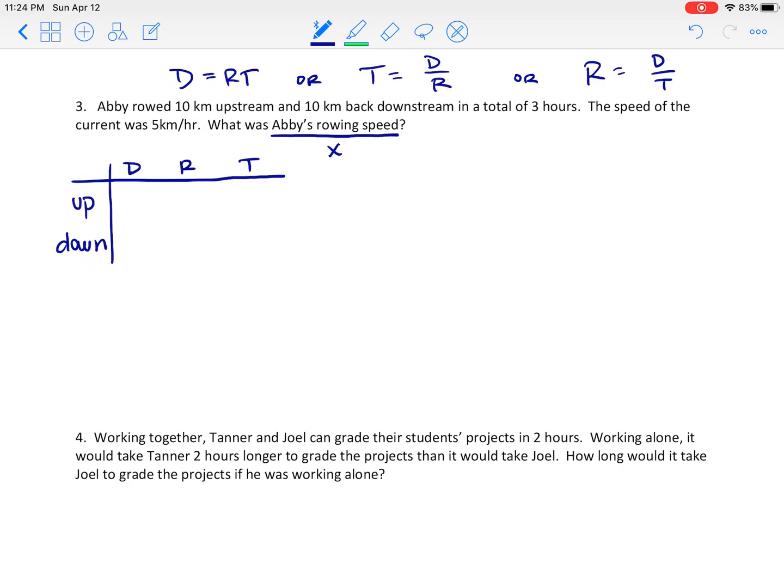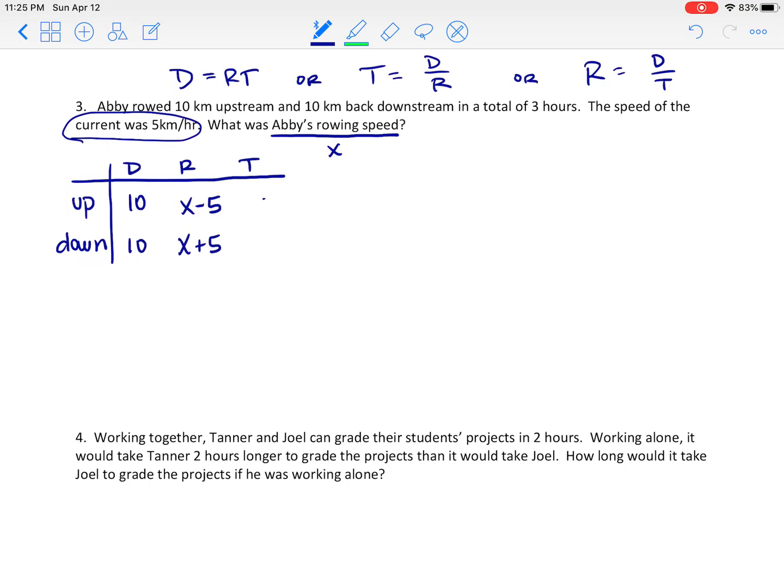So 10 kilometers upstream, 10 kilometers back down means the distance both times was 10. Now the rate is the speed, so I know there's going to be x in both of these columns. We don't know her speed going up or down, but there's also the speed of the current that we have to factor in here. And remember, upstream the current is slowing you down because you're working against it. So whatever her speed was, she's 5 miles per hour slower going upstream. And then downstream, you're going with the current, it's speeding you up. So whatever her speed was, she's 5 miles per hour faster going downstream. So we add or subtract the current with that rate. And then time was a total of 3 hours.